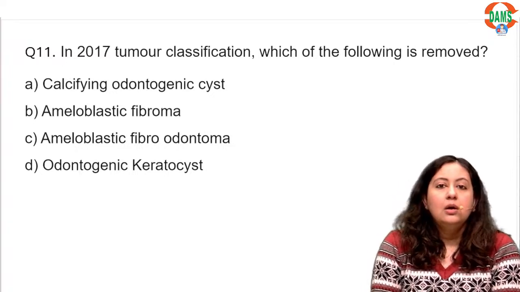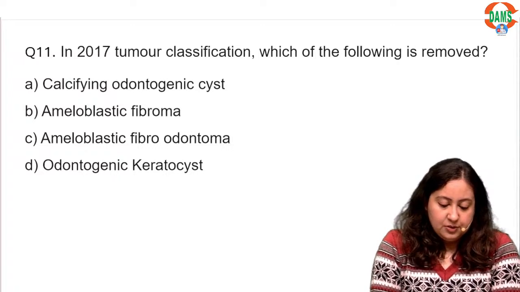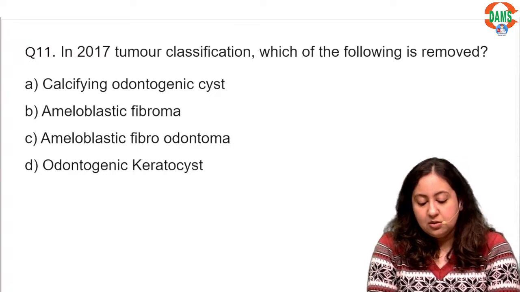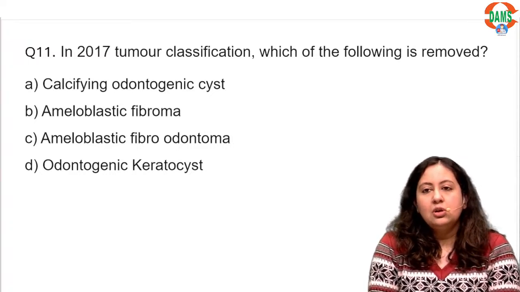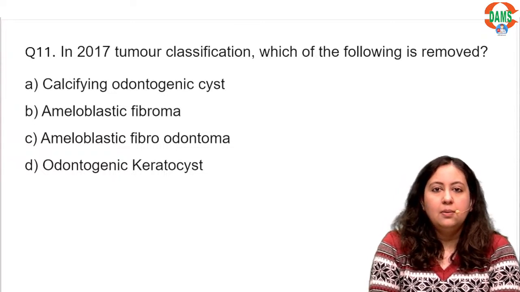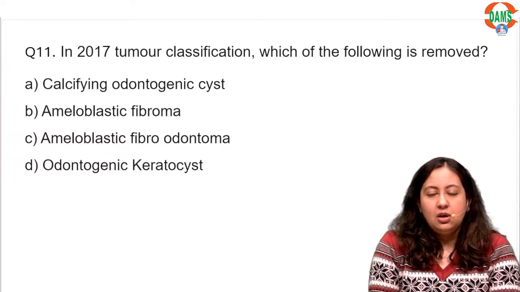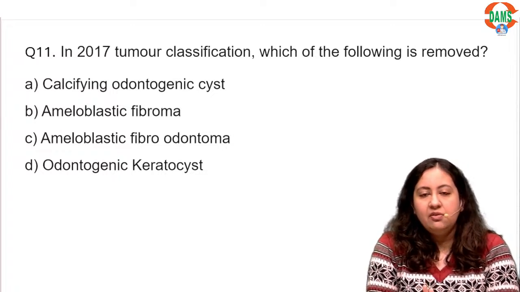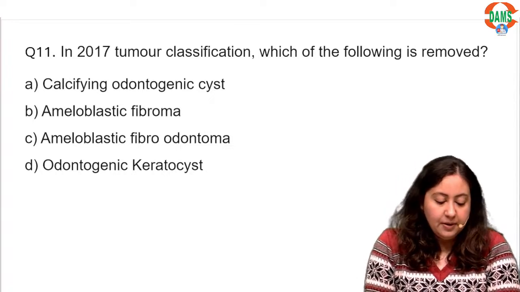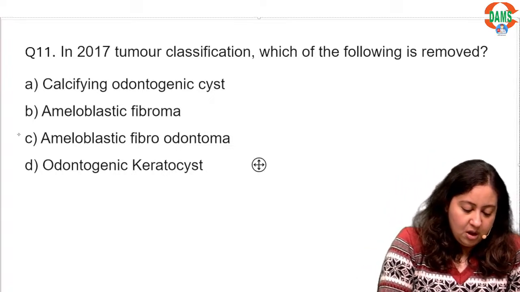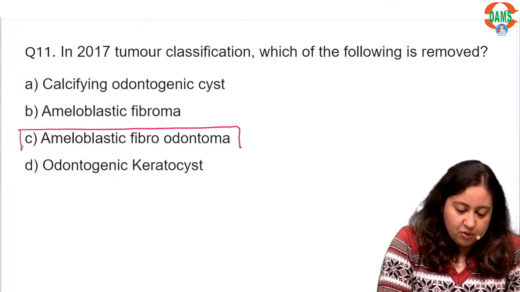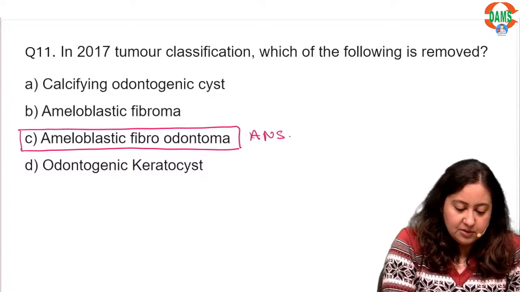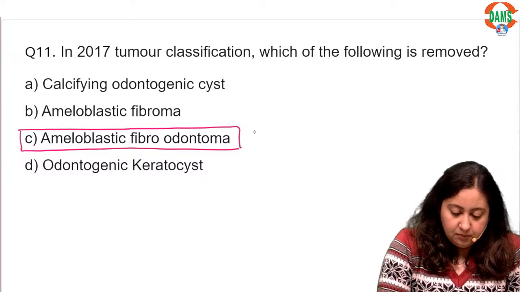All right. So yeah, coming back to this question. In the 2017 tumor classification, to be able to answer this question, you are supposed to know the classification of cysts and tumors, which I feel is a little difficult to retain. I have anyways mentioned the classification on the next slide. You all can go through it later on, but the answer here is ameloblastic fibrodontoma. This was removed in the 2017 classification. This is the answer.